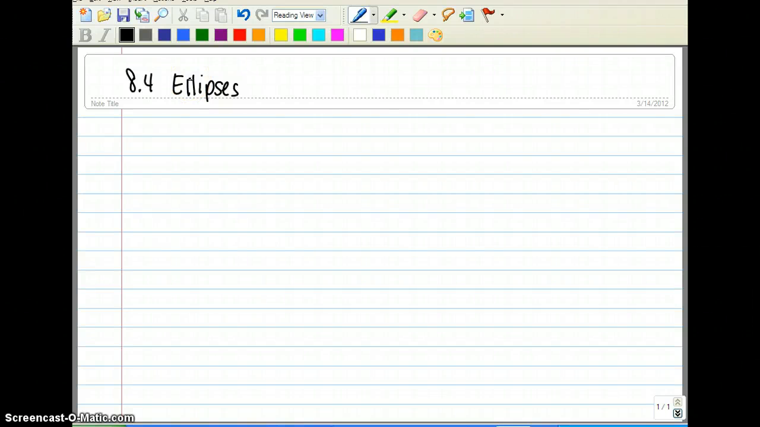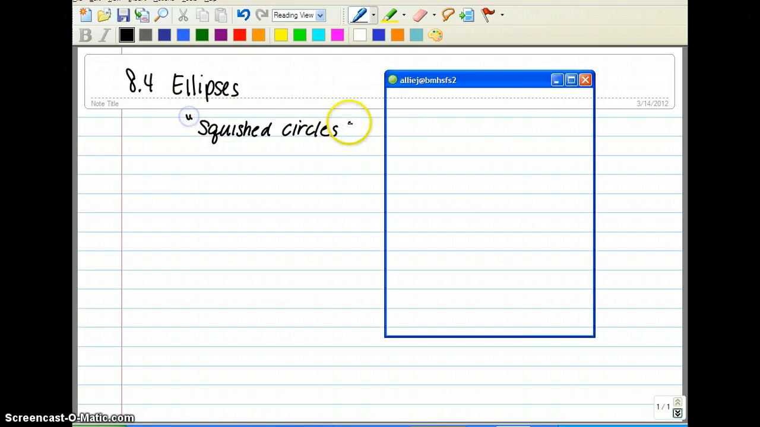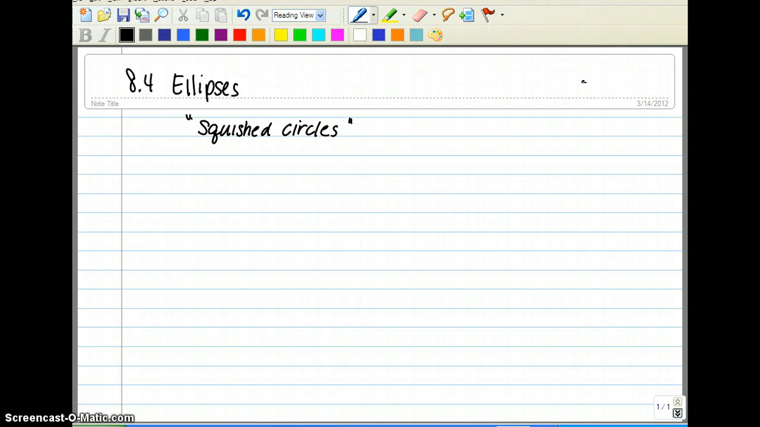Okay, 8.4 is ellipses. I like to think of ellipses as squished circles. So we want to talk a little bit about circles before we start on ellipses. Now remember, for circles, our equation was (x minus h) squared plus (y minus k) squared equals r squared. So our center was at (h, k), and for our radius, we would take the square root of that number and just draw a circle.